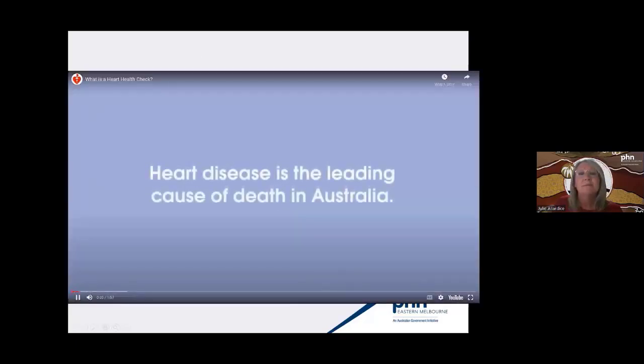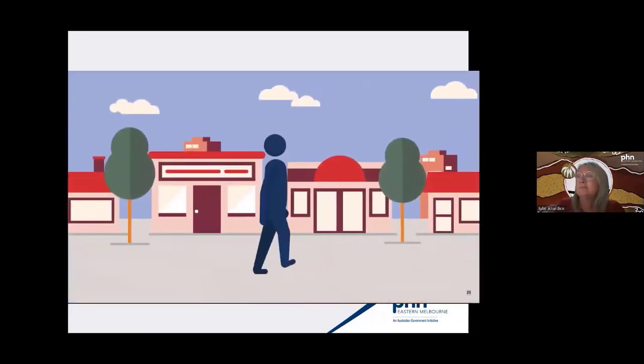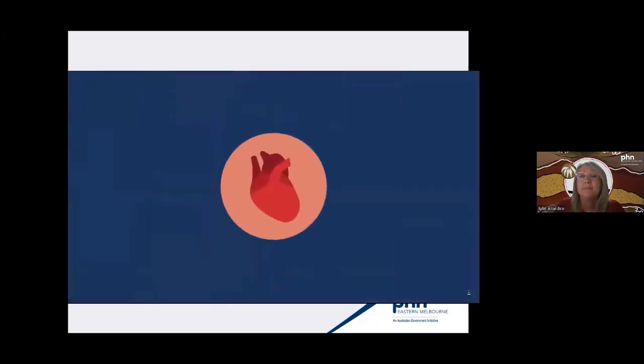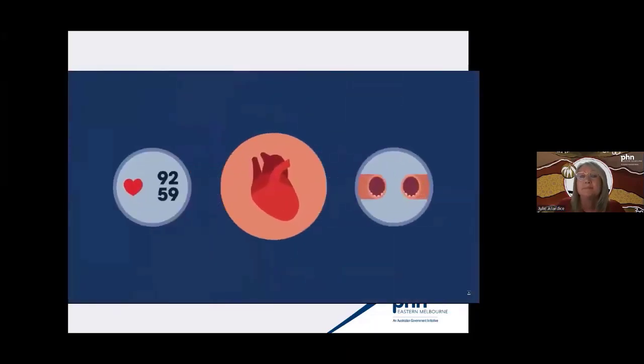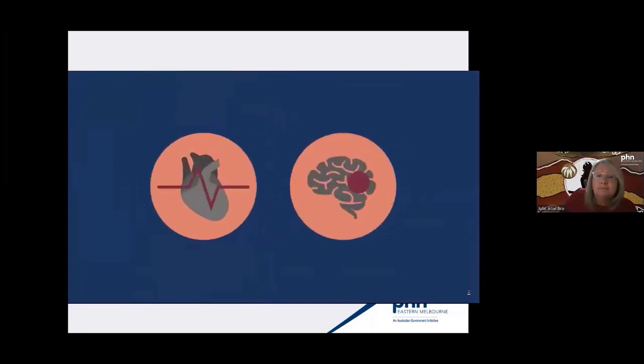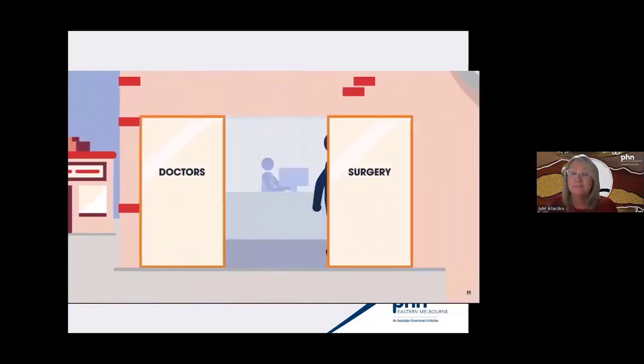Heart disease is the leading cause of death in Australia. Many people may not know their risk of developing heart disease, especially since you often can't feel risk factors like high blood pressure or cholesterol. The good news is that common types of heart disease like heart attacks as well as strokes could be prevented through regular heart health checks with your GP.